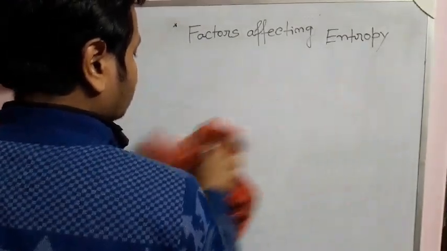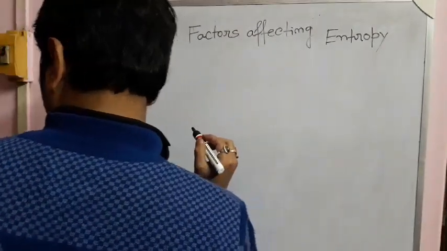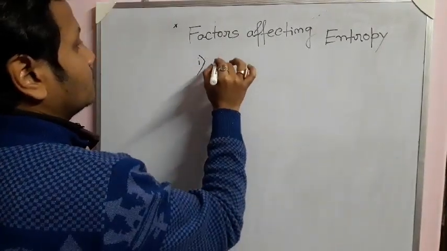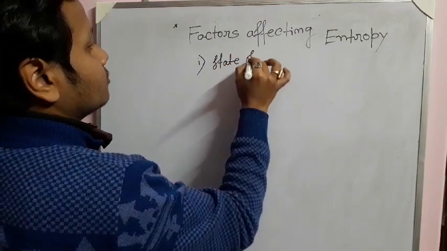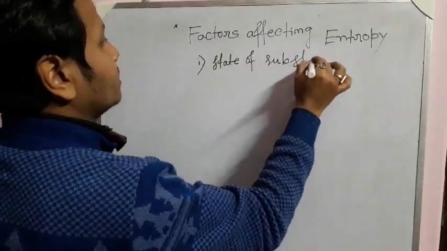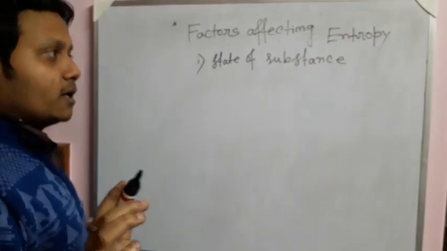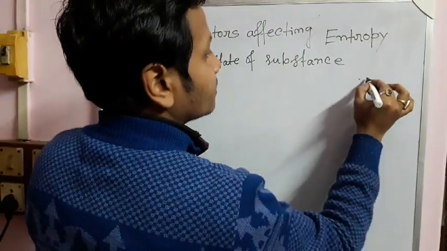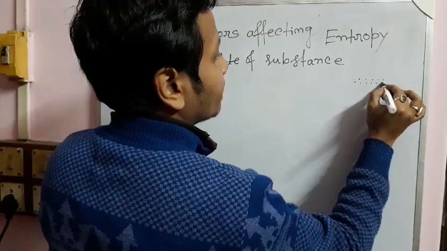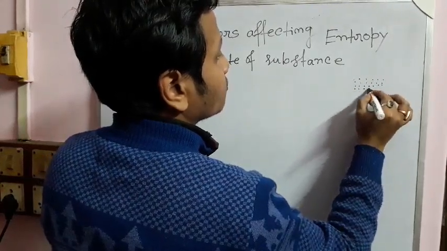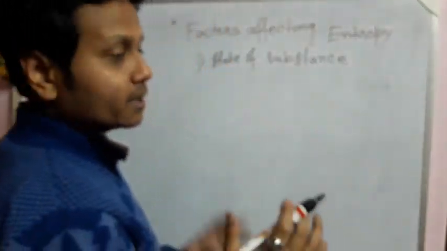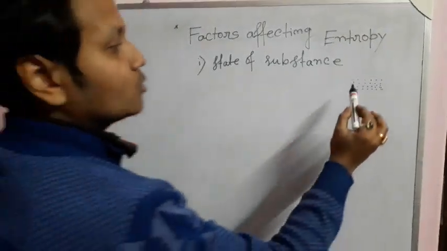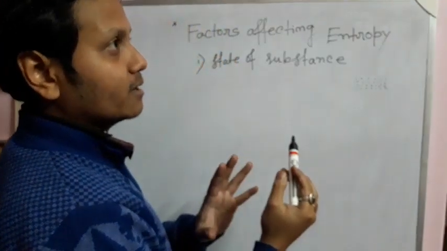Now what is the first factor? The first factor is the state of a substance. Let's check how it affects the entropy. Now we all know that the molecules of a solid are arranged in a regular and periodic manner, and they are packed densely. The molecules of a solid are arranged in a regular, ordered manner.